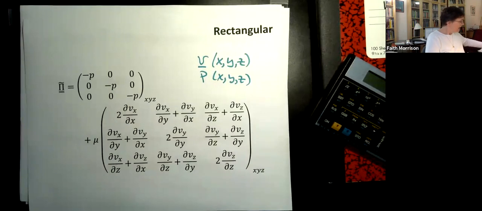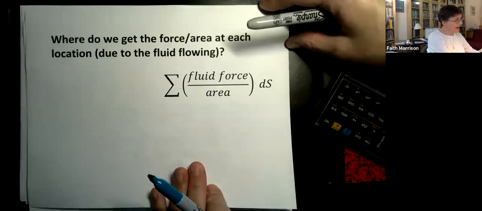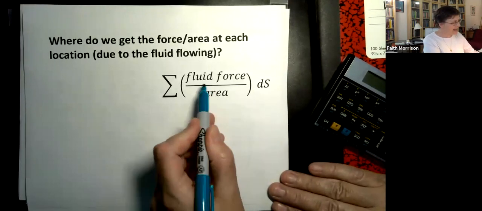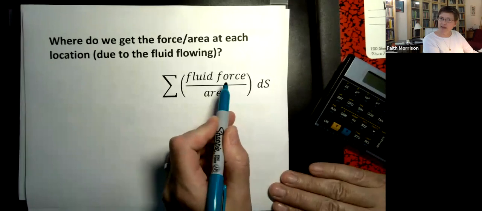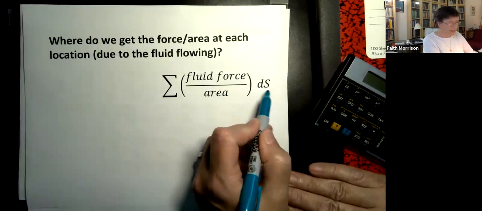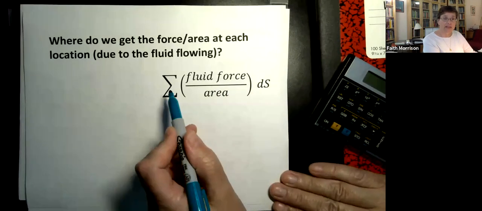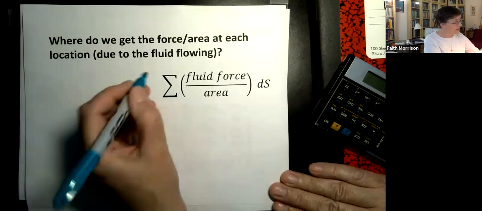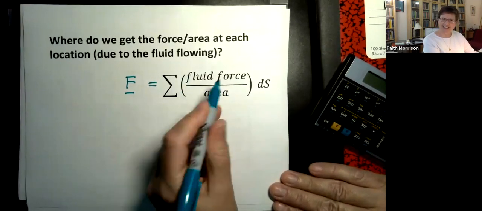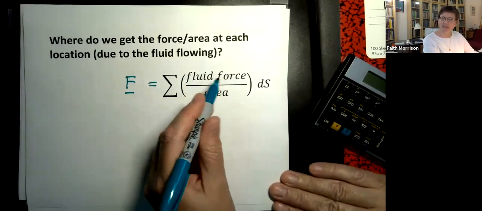So that sounds great, although I have sort of left some part of it out. I said if we could have some sort of a vector fluid force per area, multiply it by every little piece of area, and then add them all up, those could sum up to give me the total force. But I haven't really said how we get vector fluid force per area.